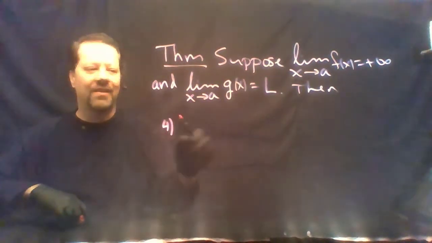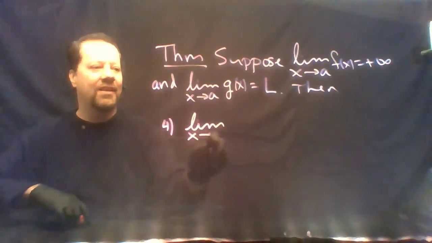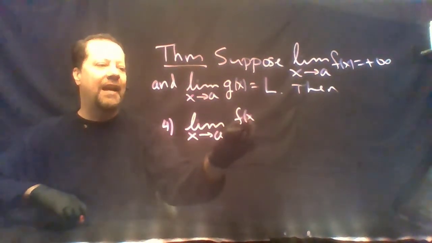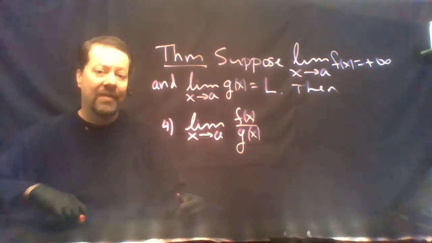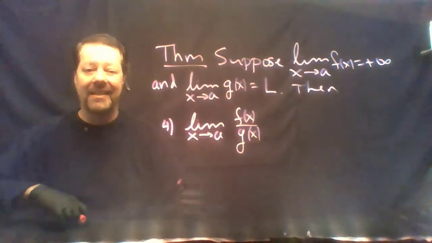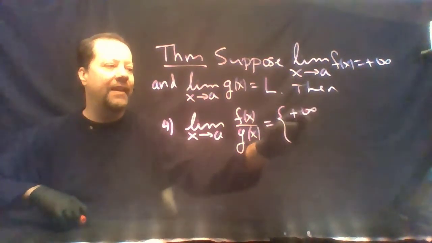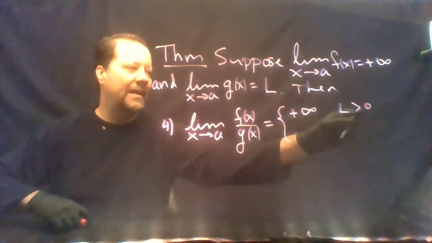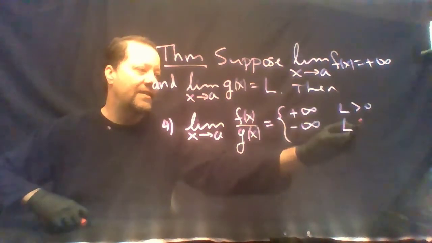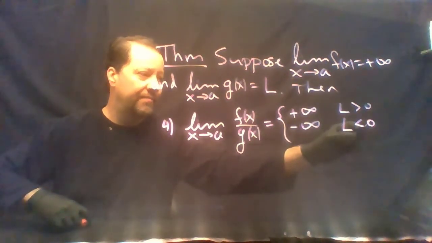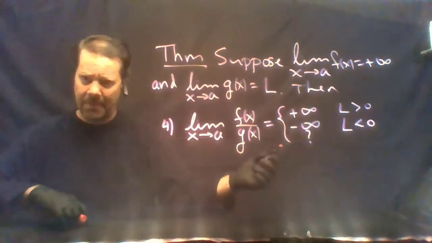In case 4, what happens in the limit as x goes to a of f of x over g of x? And again, the answer will depend upon whether or not g is positive or negative. It'll go to plus infinity if L is positive, and minus infinity if L is negative. If L equals 0, there's a bit of a question mark.